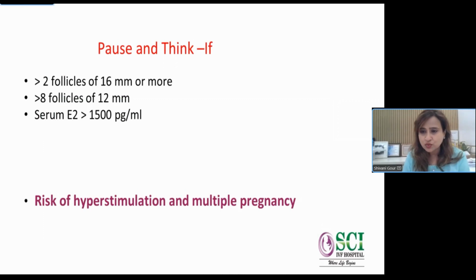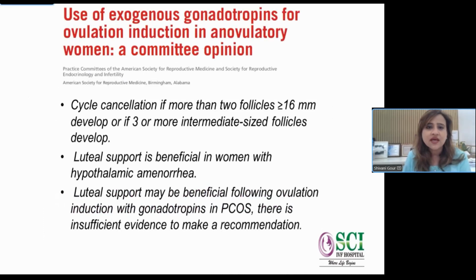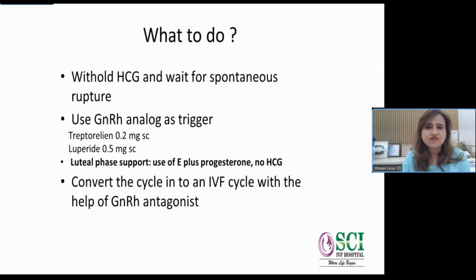Now, when should you be cautious about your trigger? If you have more than 2 follicles of 16 millimeters, more than 8 of 12, or estradiol more than 1500. Why? Because there is a risk of hyperstimulation and multiple pregnancy. If the follicles are more than 2 of 16 millimeters, or more than 3 intermediate size follicles, the ASRM guideline has suggested that you should cancel the cycle, and of course luteal phase support.